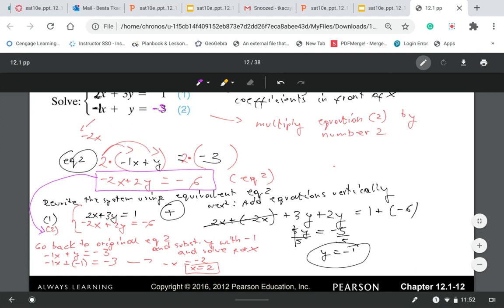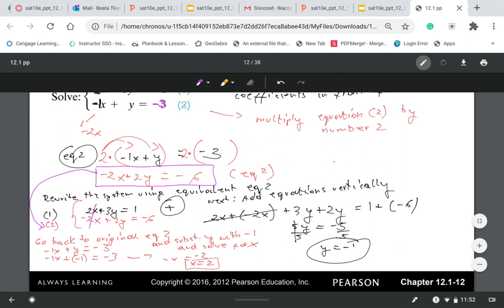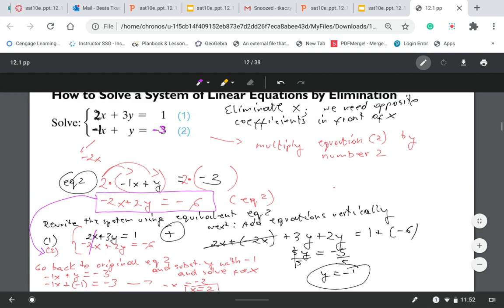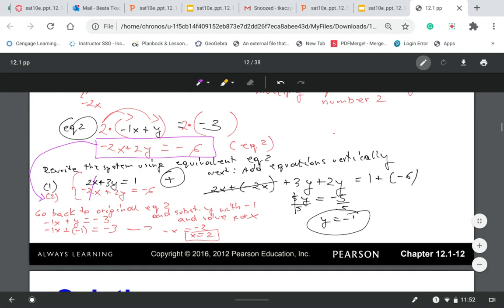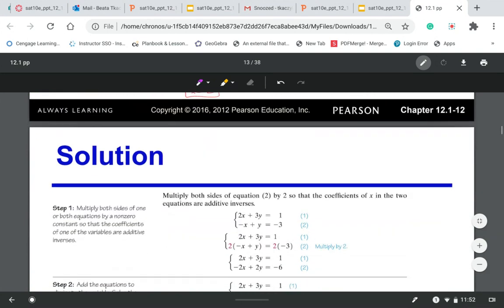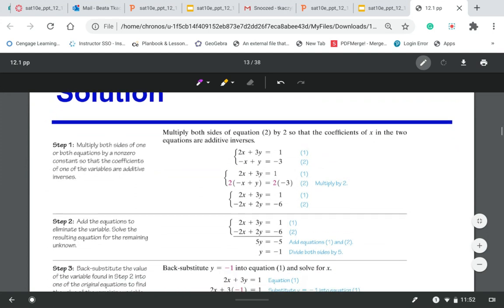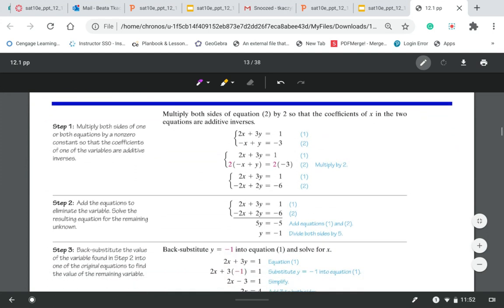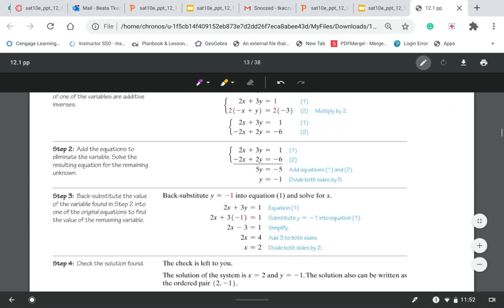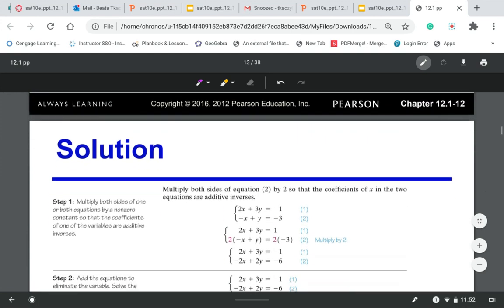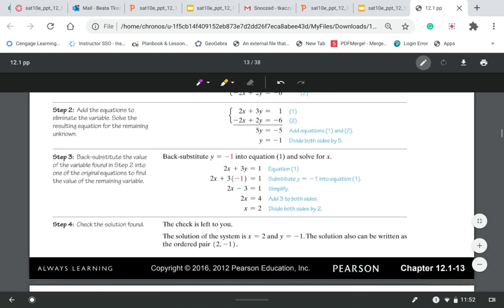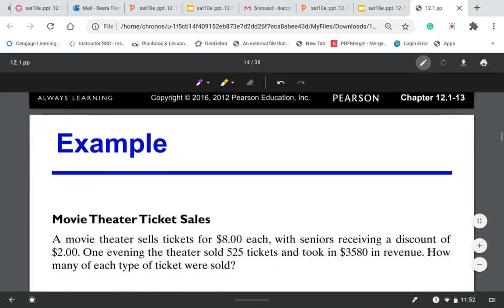And why did we do that? Because when we add the equations together, x cancels, and we end up with a nice equation, which is 5y equal negative 5. We solved that equation for y, then went back to our original equation 2, replaced y with negative 1, and solved it for x. Here again is the PowerPoint explanation, the same solution 2 comma negative 1. You also have a more detailed explanation, so this is for you guys.